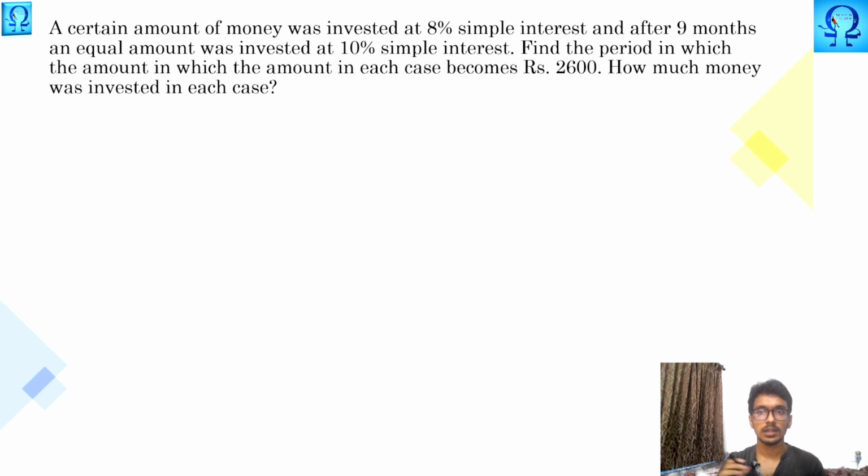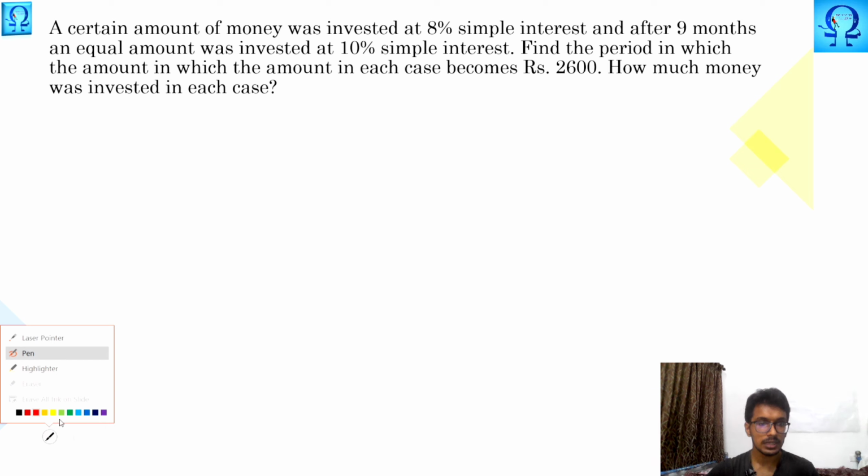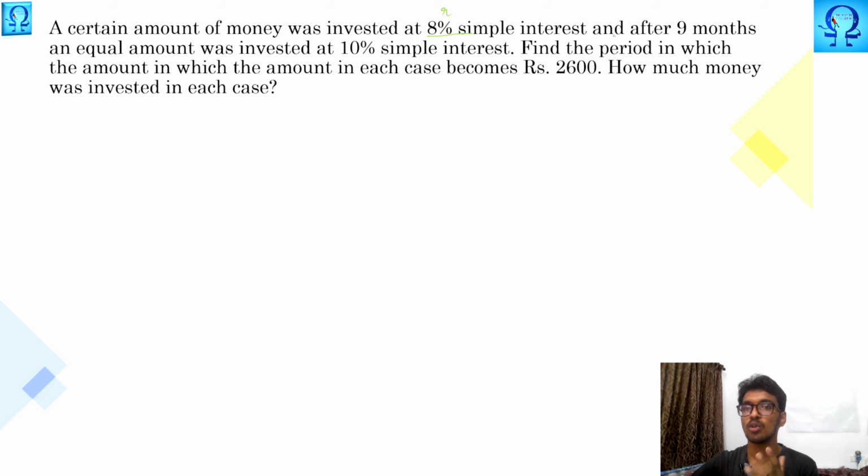Okay, here what is given? It is given that a certain amount of money was invested at 8% simple interest. We don't know what was the money that was invested, but it is invested at 8% simple interest. So this is the R value. And after 9 months, an equal amount was invested at 10% simple interest. So we are given two different simple interests. Let us take this one to be R1 and this one to be R2.